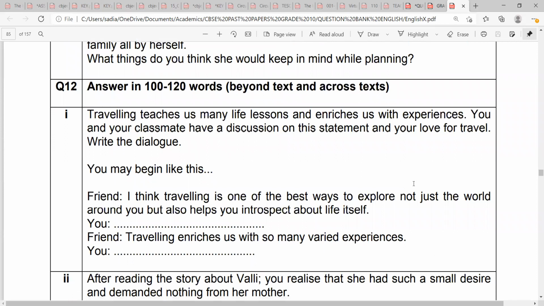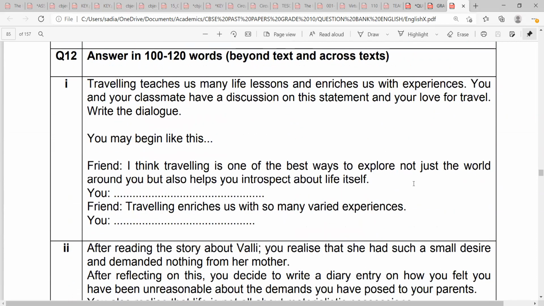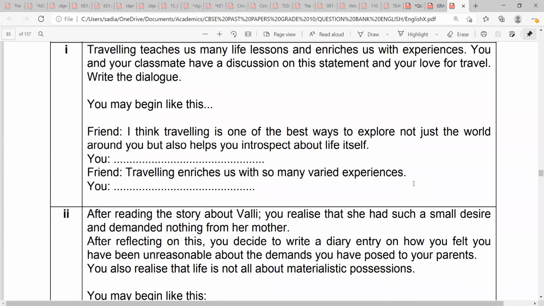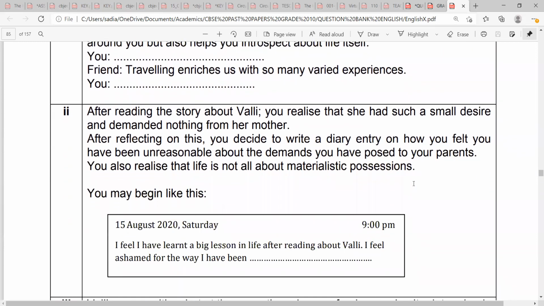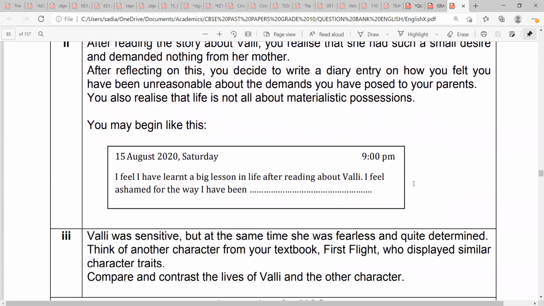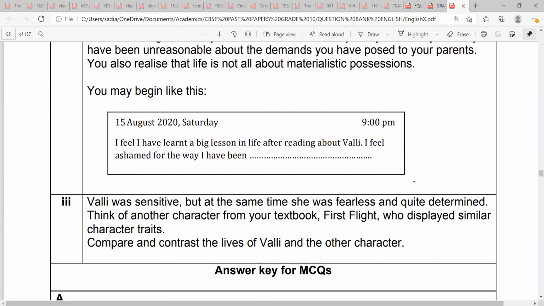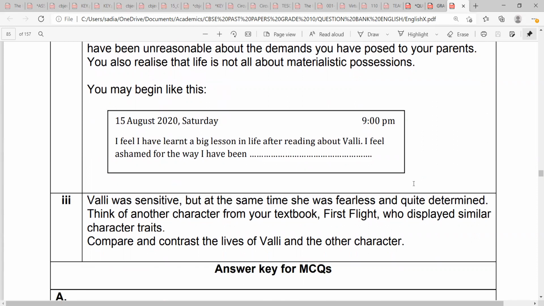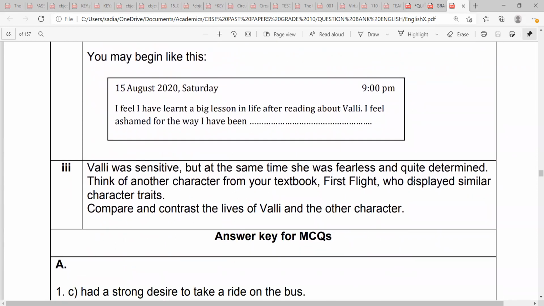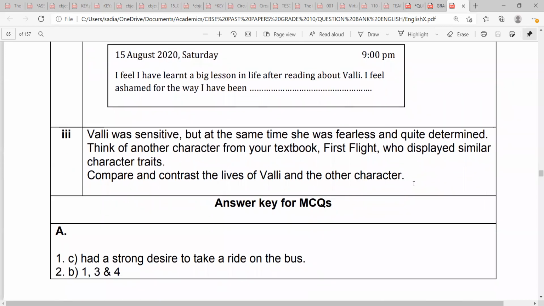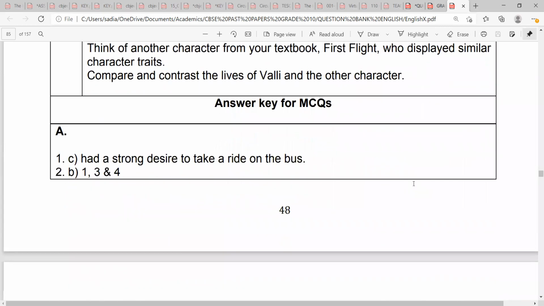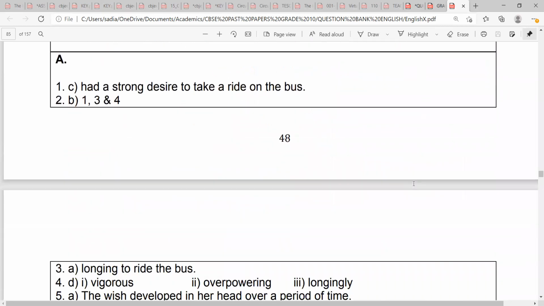100 to 120 words. Dialogue writing, diary entry. Please be mindful of day, date, and time, and everything on the left hand side. And close it with, begin with Dear Diary, two paragraphs, events and feelings, and then the Good Night Diary, and then your signature. Answer key to the MCQs.